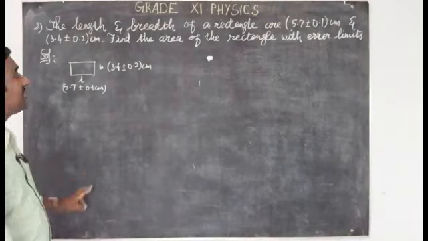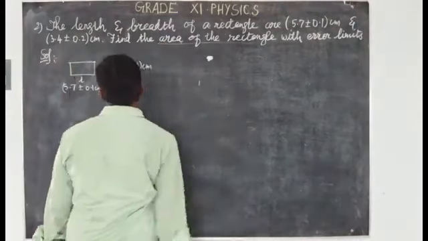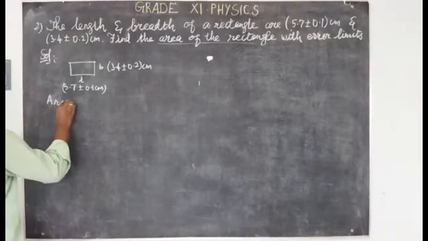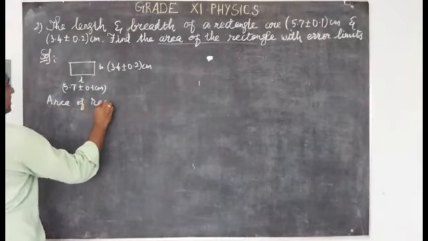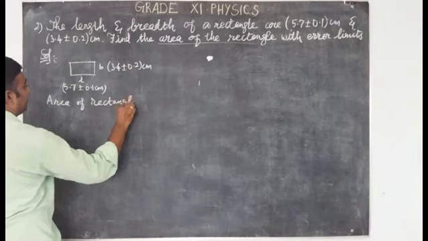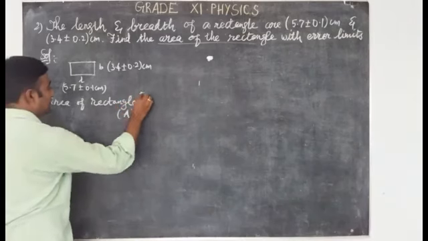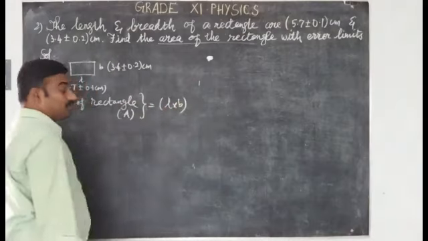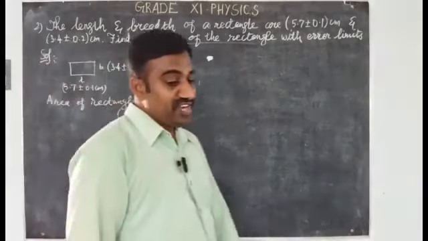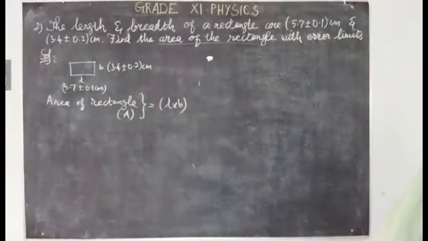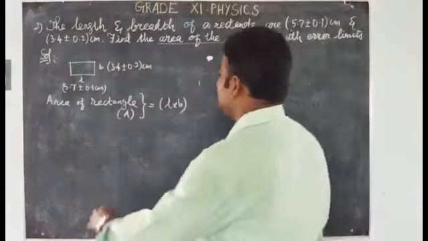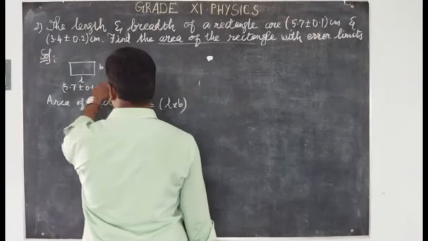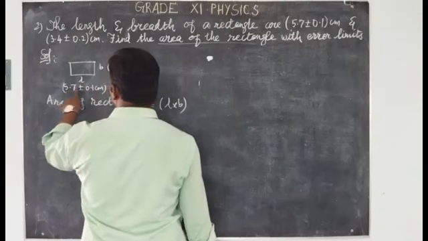They are asking you to find the area of the rectangle with the error limit. So first we will find the area. The area of the rectangle A is equal to length into breadth. So we need to calculate the area of the rectangle. This is the breadth measurement, this is the breadth error. This is the length measurement, this is the length error.